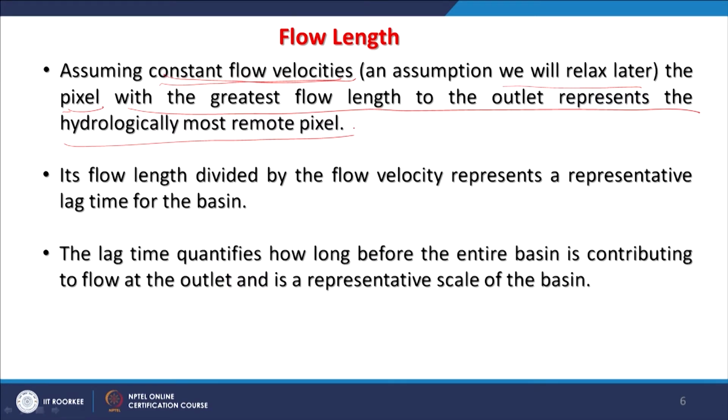The lag time quantifies how long before the entire basin is contributing to the flow, because each drop of water will not reach the outlet at the same time. So, there will be some lag time, and that too can be calculated using flow length.